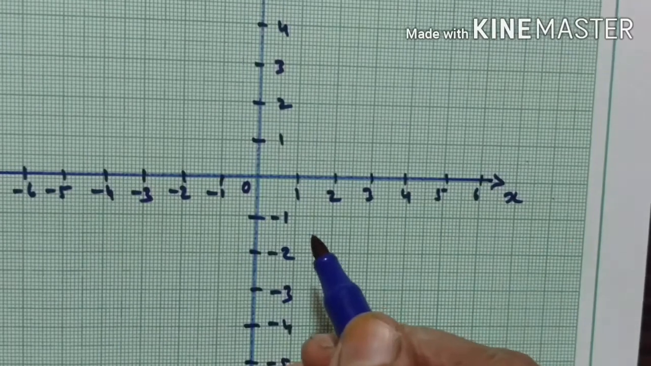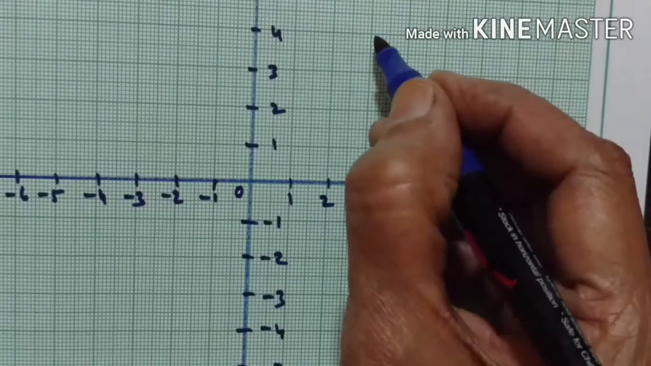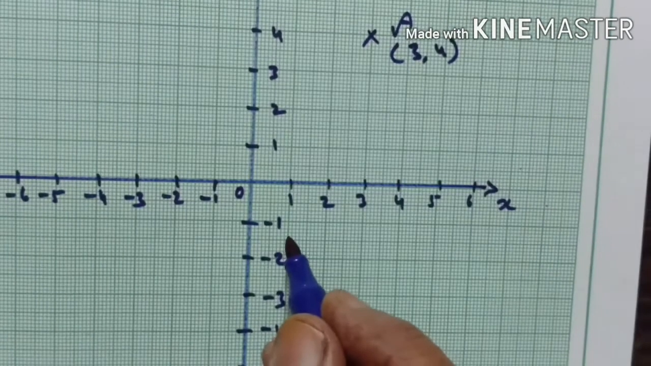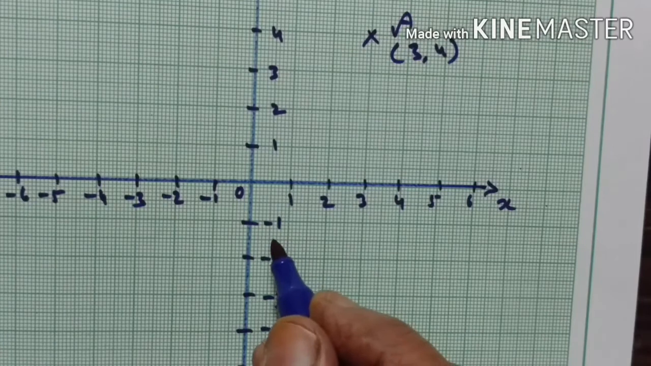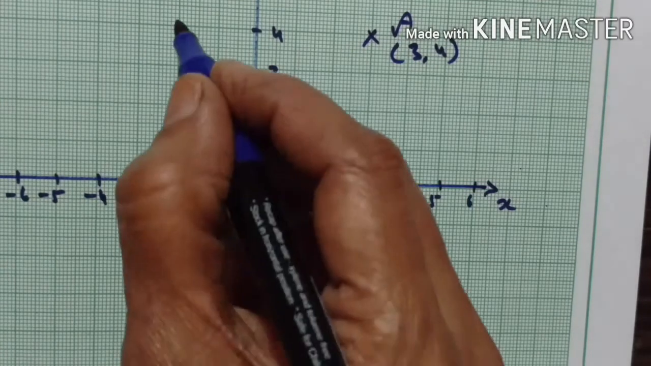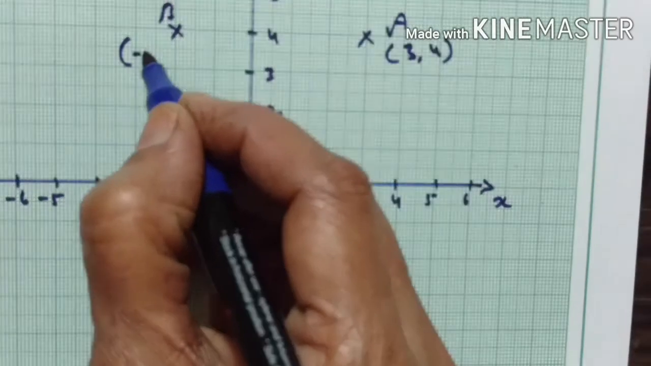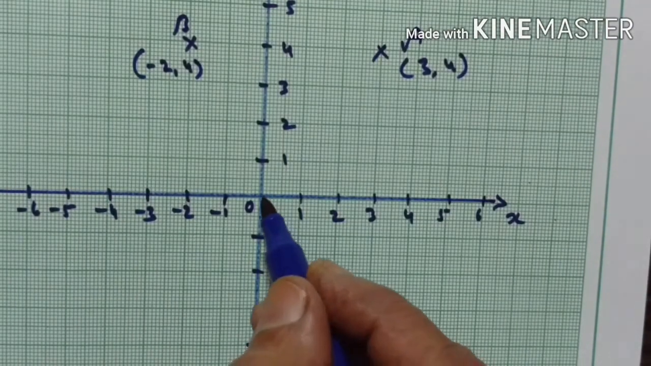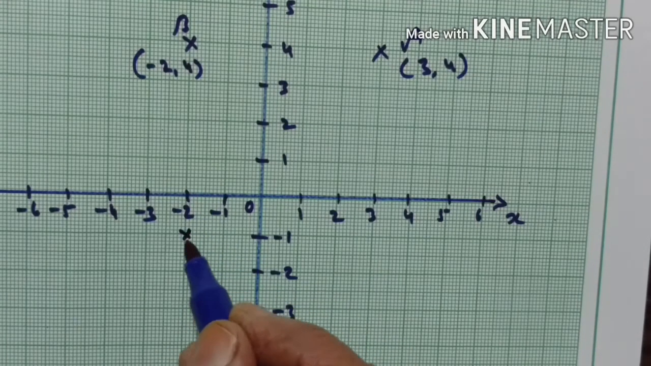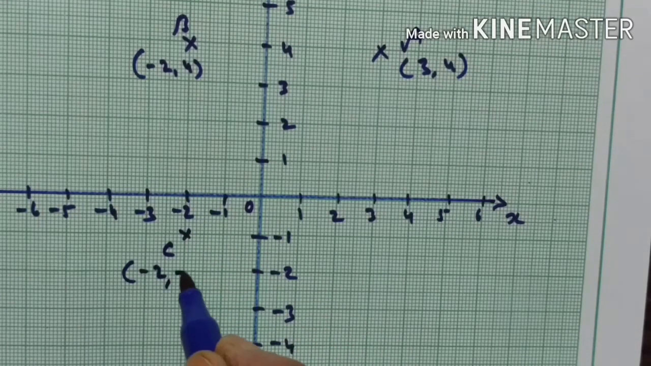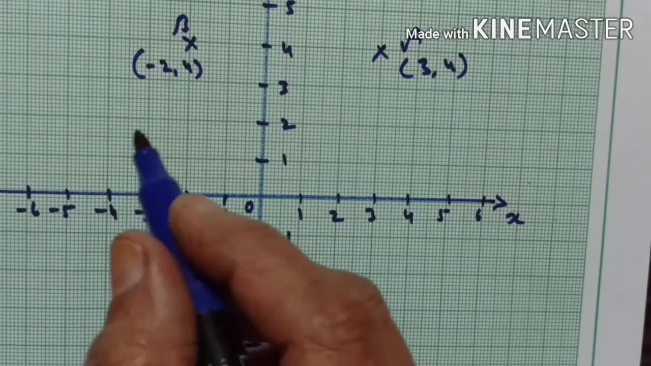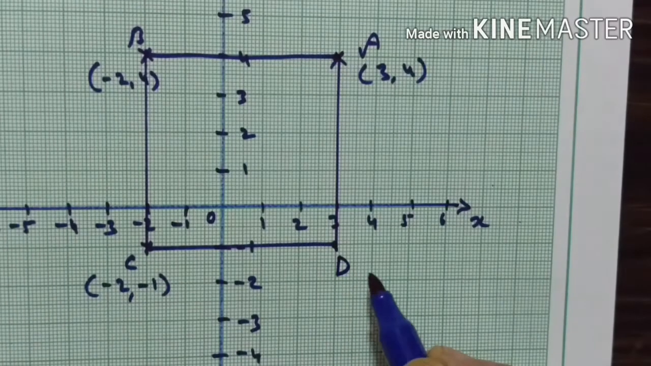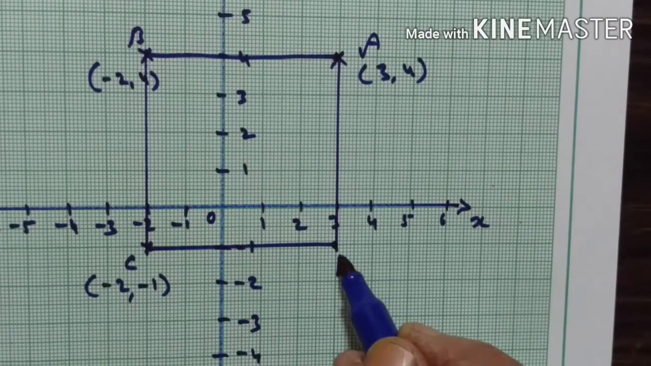A is 3, 4. B is minus 2, 4. C is minus 2, minus 1. Let us draw the square ABCD. The coordinates of vertex D is what?